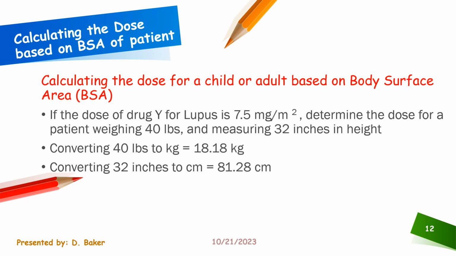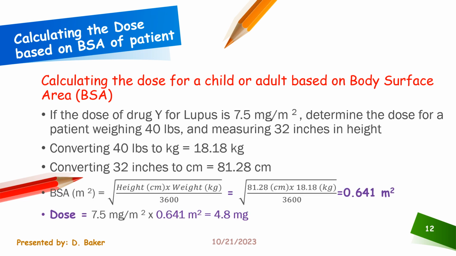So in terms of doing those conversions, of course, 40 pounds is 18.18 kilograms, and 32 inches is 81.28 centimeters. The conversions here are 2.05 pounds equal 1 kilogram, and 2.54 centimeters is equal to 1 inch. Once you work those out, the body surface area you should be getting is something such as 0.641 meters square.